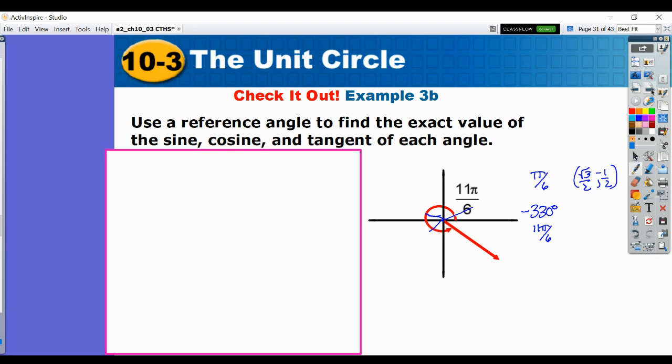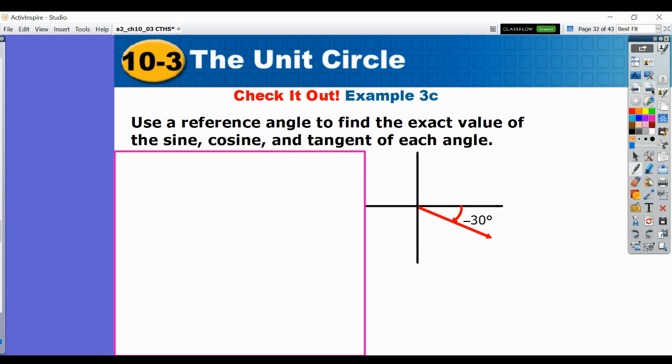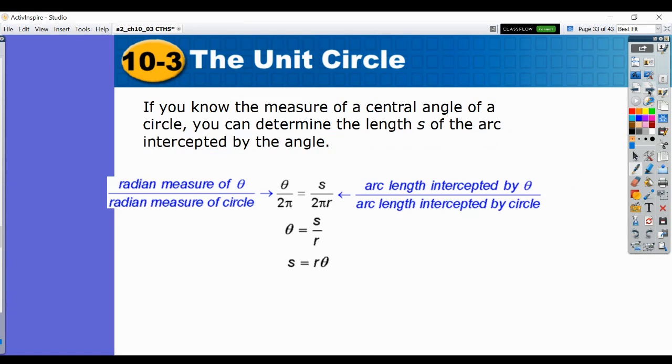I'm going to move on. You can flip back to that other one if you need it. And guess what? This is exactly the same angle too. When I put my point up there, this is a 30-degree reference angle, but because I'm in quadrant 4, this one's negative. So I've got sine is negative 1/2, cosine is square root of 3 over 2, and tangent is the negative square root of 3 over 3, just like the previous couple of problems.